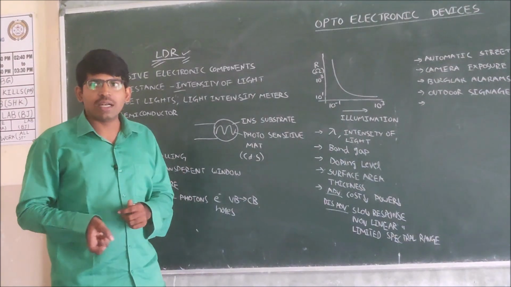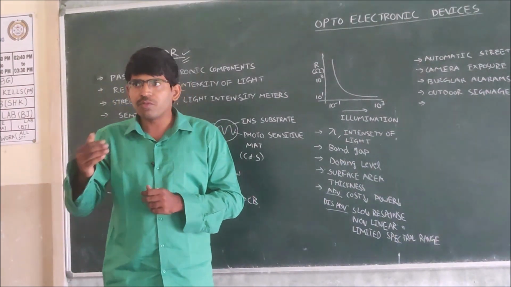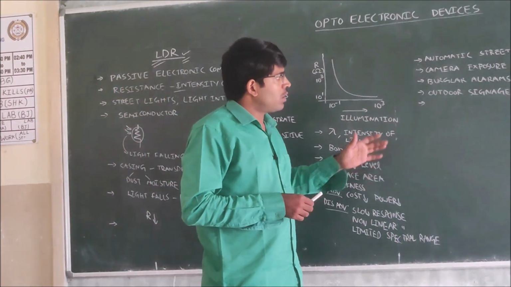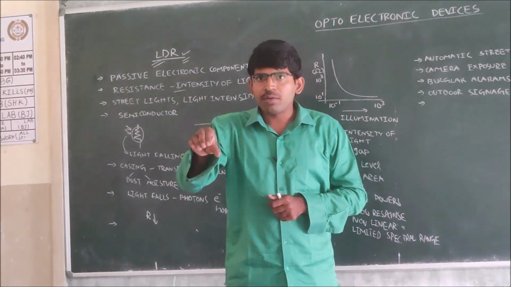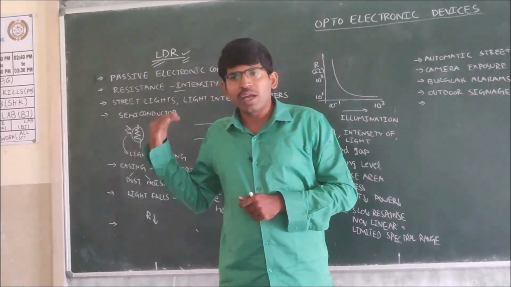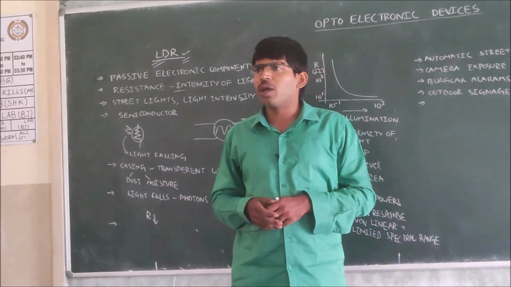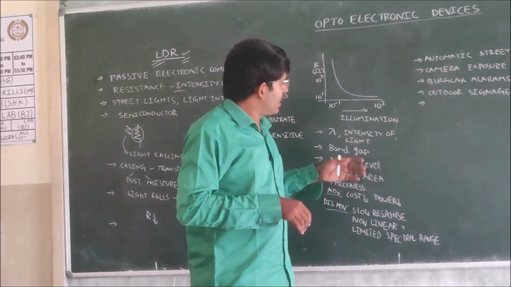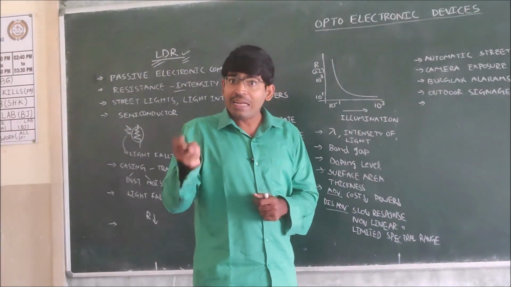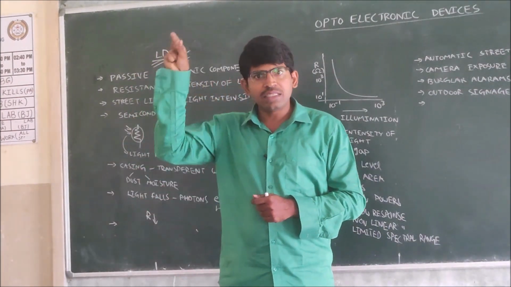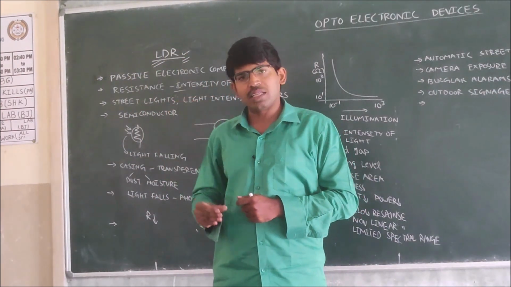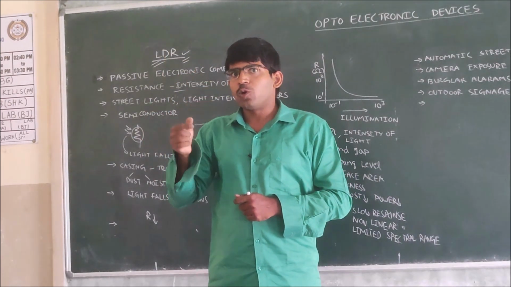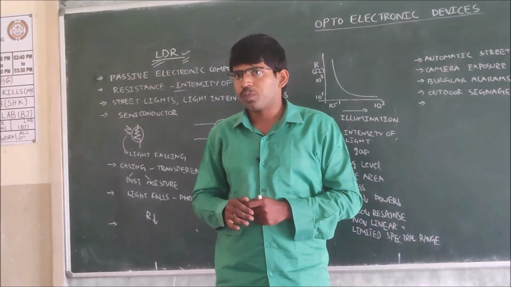We also use it in light intensity meters. Whenever we want to measure the intensity of a light, we can use the LDR. How will the LDR give the intensity, sir? How will the LDR come to know about the light intensity? LDR will not give the light intensity directly in illumination units, but LDR indicates that when the light intensity is more, the resistance is less. Because the resistance is less, we can interpret, okay, the light intensity is more.